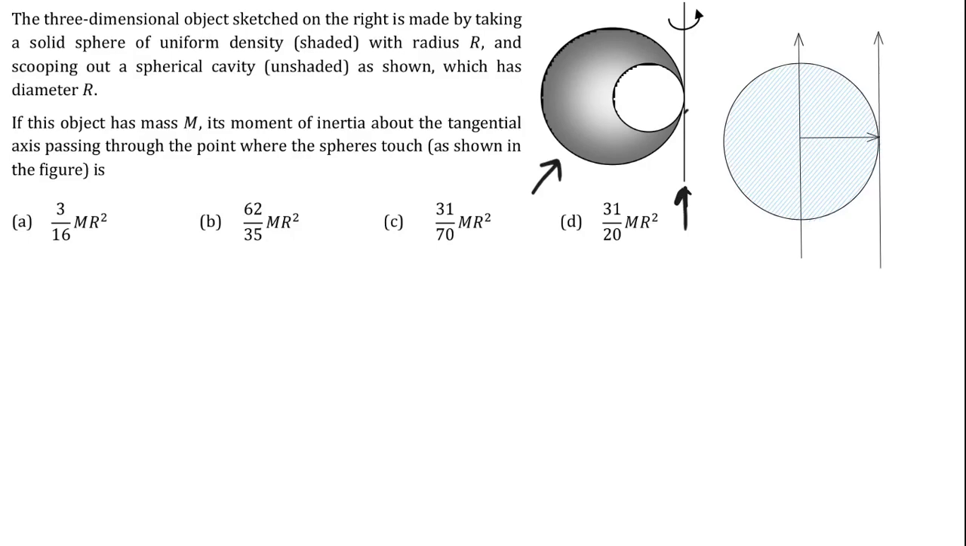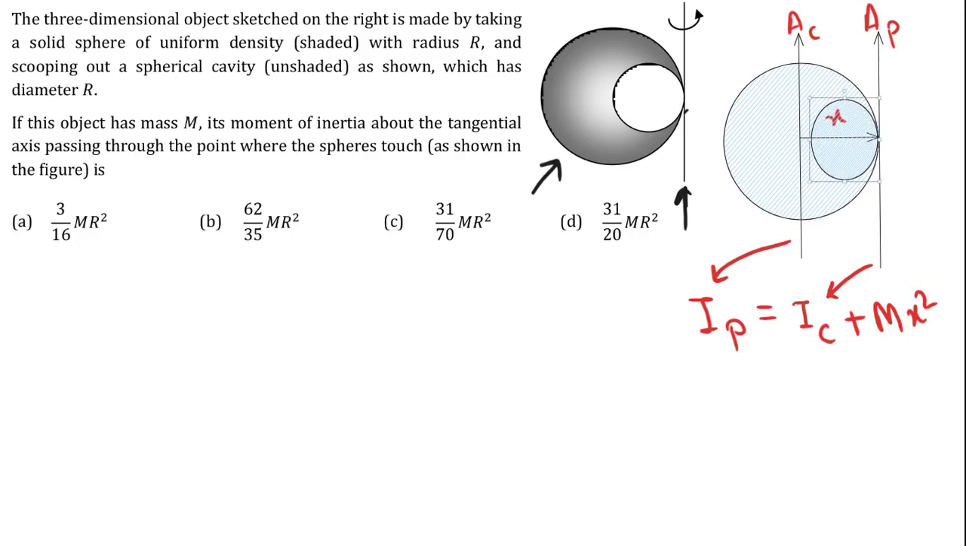While doing that, what helps us is the parallel axis theorem, which says that the moment of inertia about an axis that is parallel to the axis through the center of mass. This is an axis through the center of mass. This is a parallel axis. So this moment of inertia is from here. This is from here. And we simply add, if this is x, then we simply add mass of the shape times x squared.